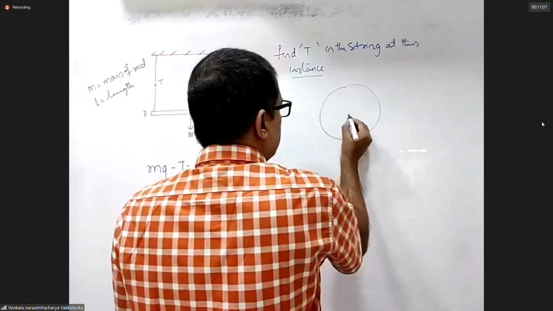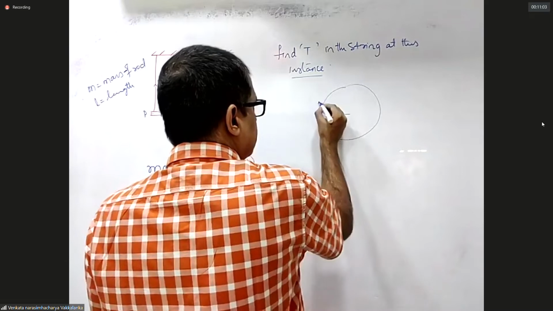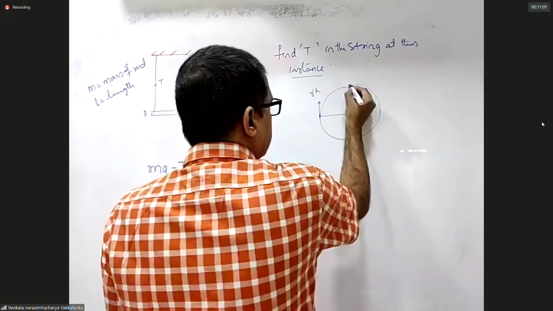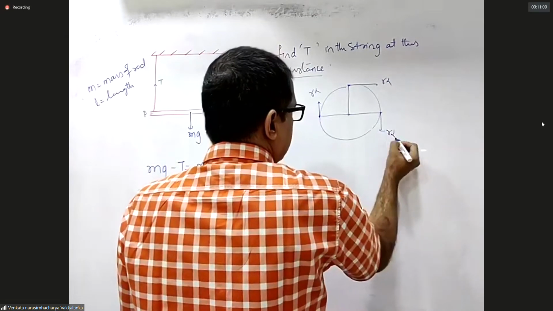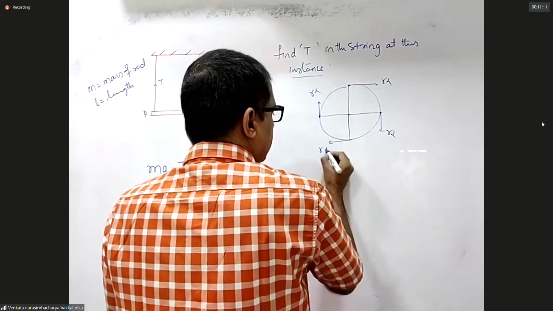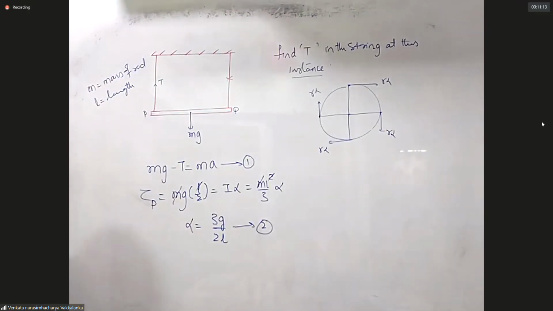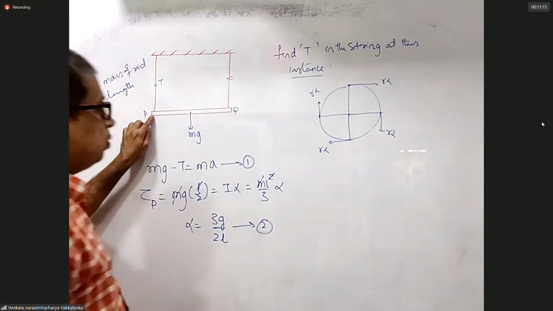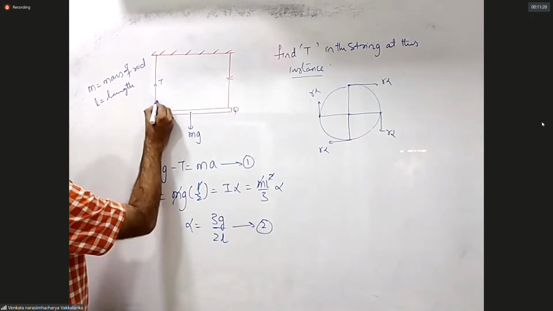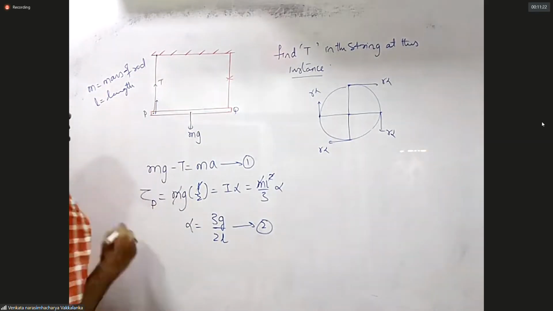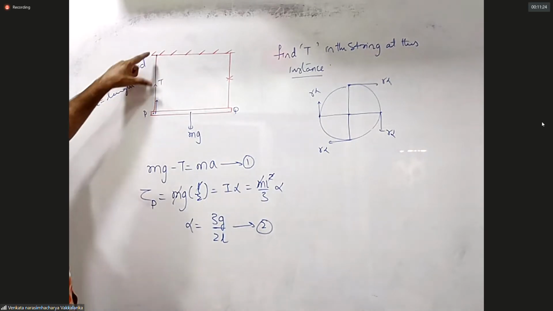If a body is going in a circular track, this will be R alpha, this will be R alpha, this will be R alpha, this will be R alpha. Yes or no? Now listen to the constraints. Acceleration of this point in this direction should be equal to the acceleration of this point, two ends of the same string.